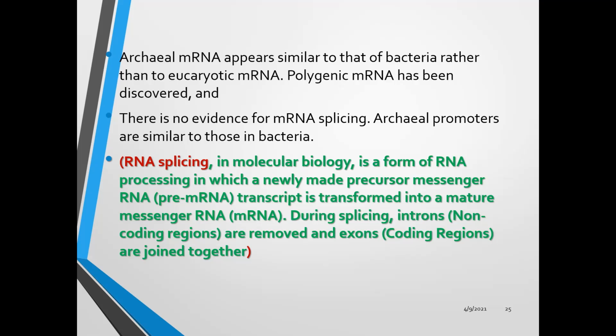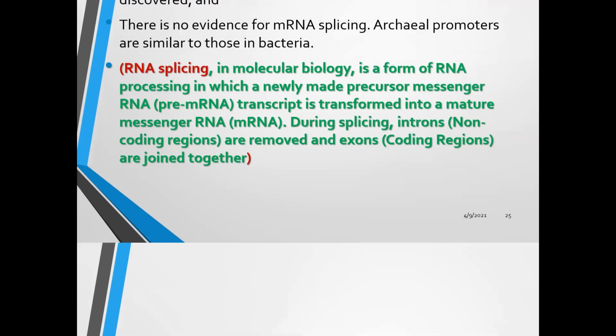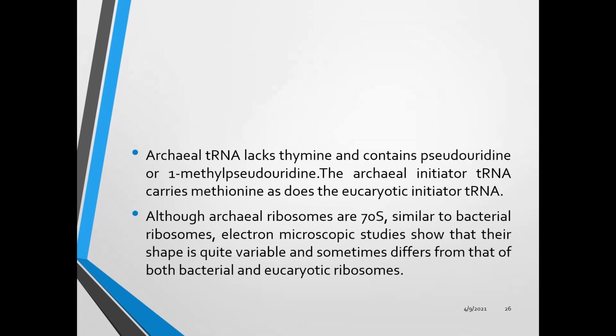RNA splicing in molecular biology is a form of RNA processing in which a newly made precursor messenger RNA, pre-mRNA, is transformed into a mature mRNA. During splicing, introns, the non-coding regions, are removed and exons, the coding regions, are joined. This phenomenon is normally present in eukaryotes, not in bacteria. Archaeal tRNA lacks thymine and contains pseudouridine or 1-methyl pseudouridine.